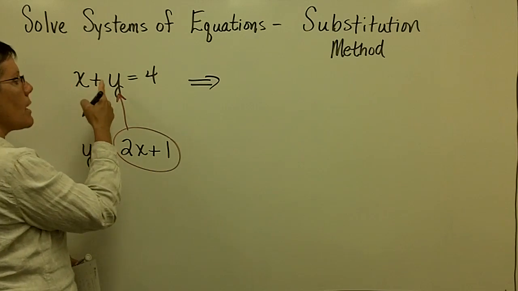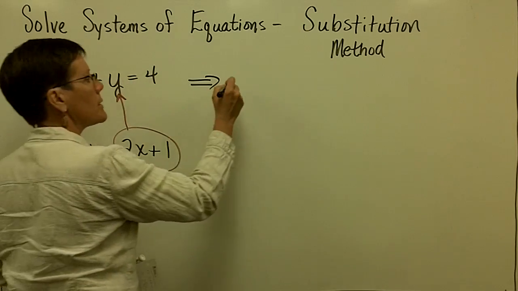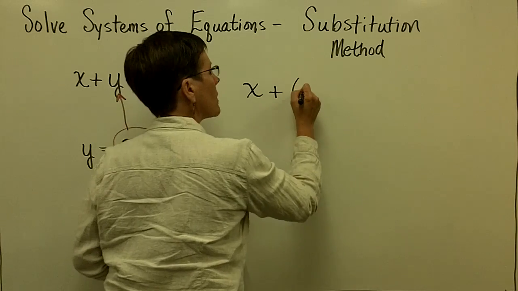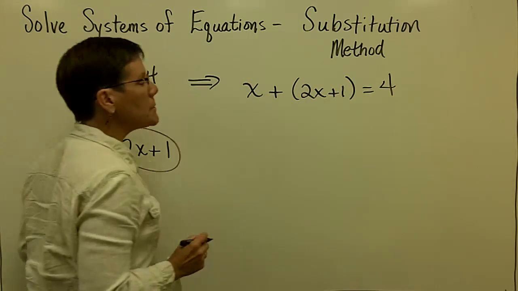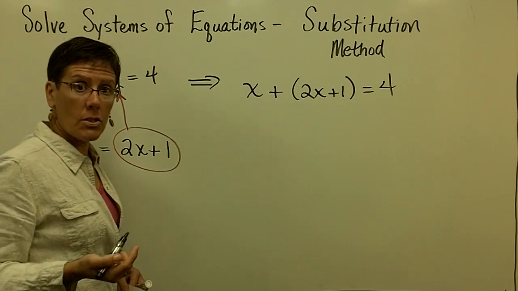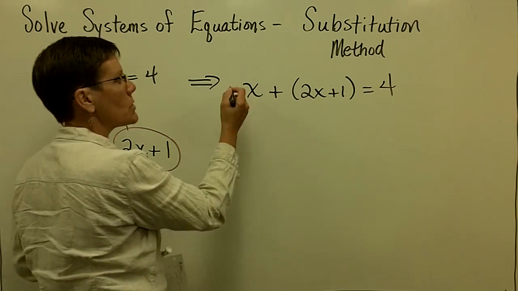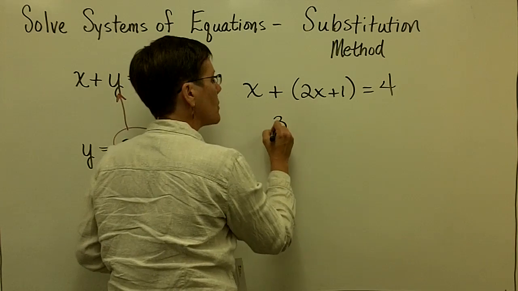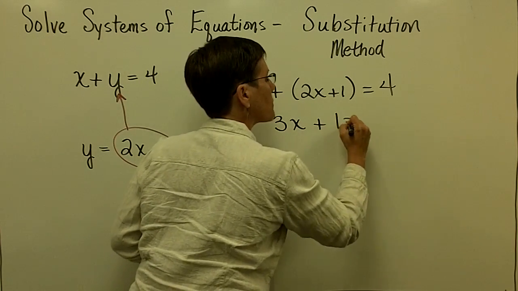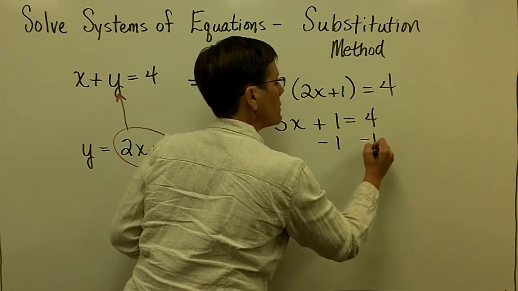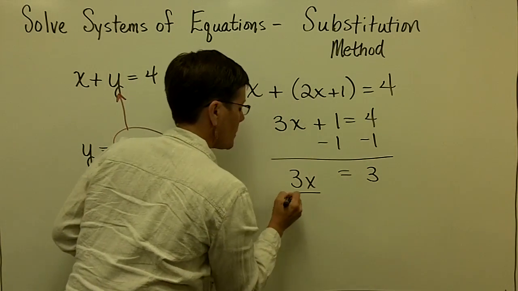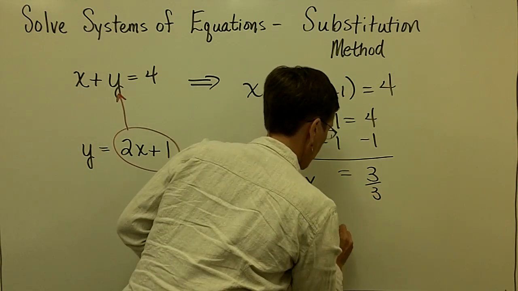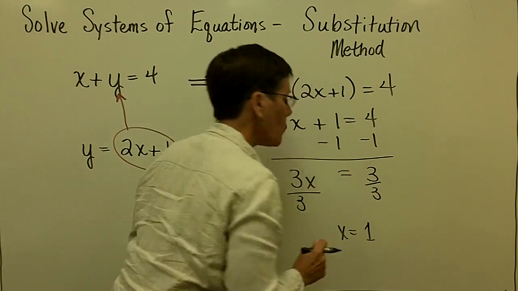So I have x plus 2x plus 1. X plus that 2x plus 1 equals that number 4. And now I'm going to solve for the single variable in this equation. So this 1x and that 2x combines to be 3x. And then I'll subtract 1 from both sides. And finally, I'll divide both sides by 3 and find out that x equals 1.